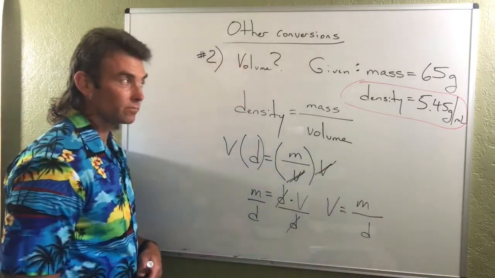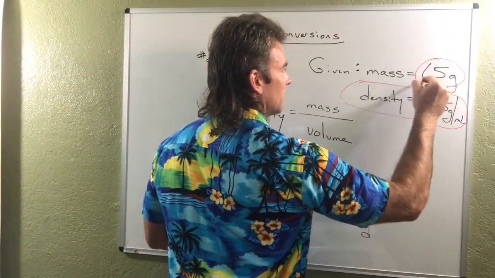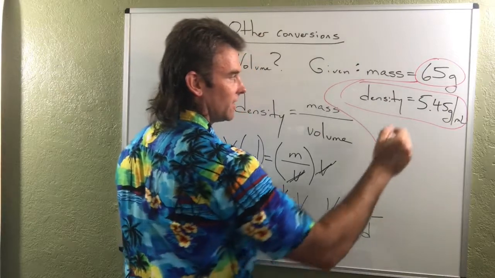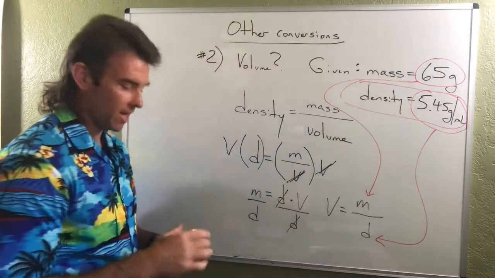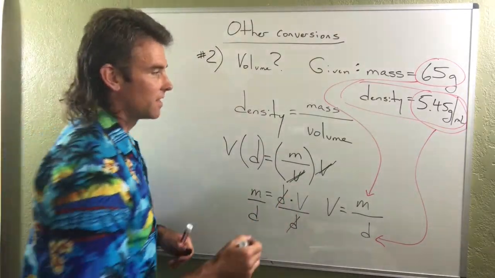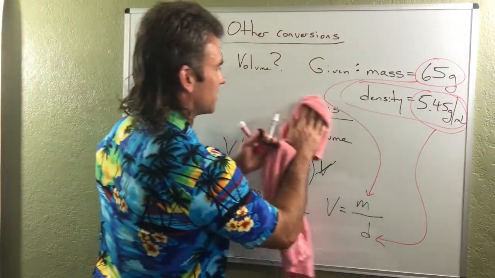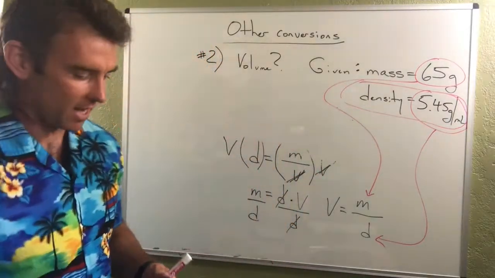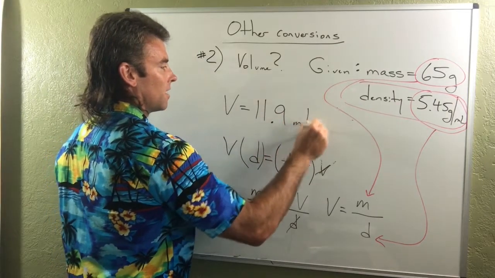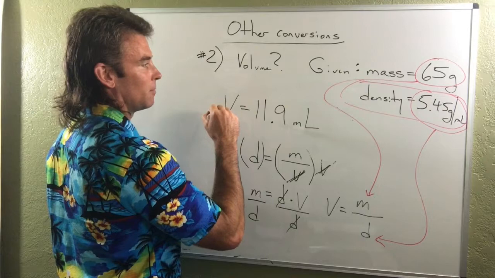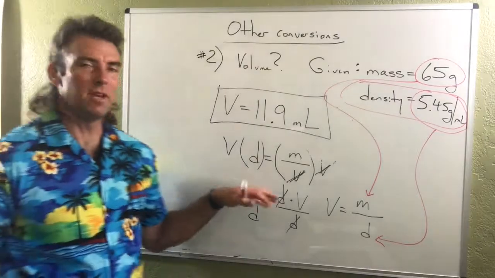Then, of course, you would plug in the 65 grams right here, and you would plug in your density right down here. You'd calculate it to be the exact same number that we ended up with last time. I'm not doing very good with board management, so let's erase some of this and I'll put the answer up here. If I'm remembering correctly, we end up with 11.9 mils.